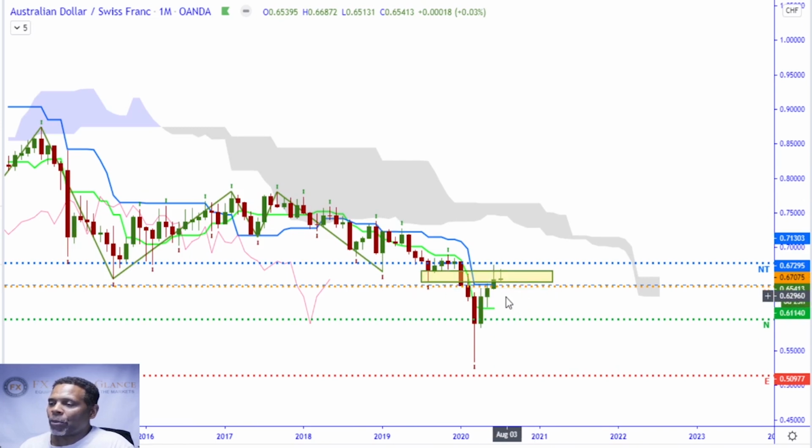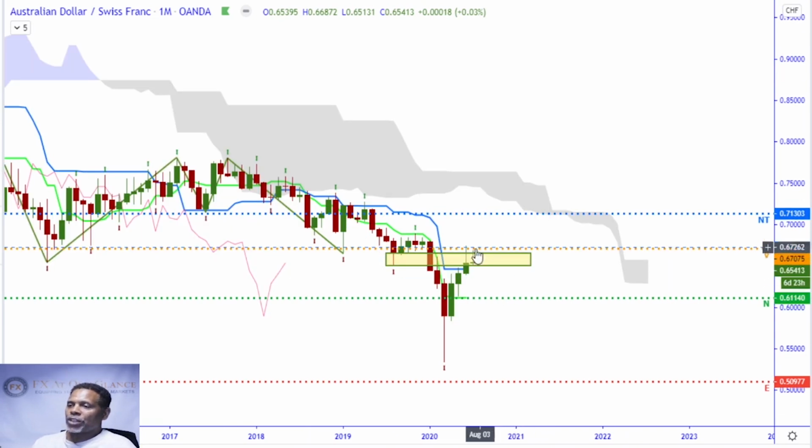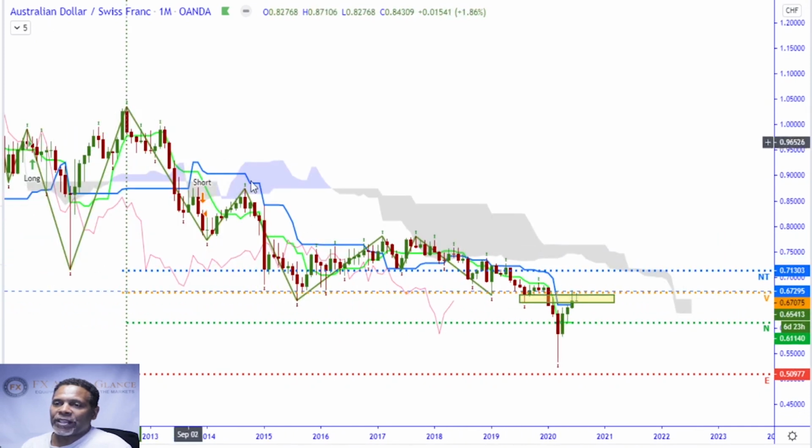Here's where I'm looking at the market right now. We're sitting right off of this V level. You can see we rejected it already. So rejecting this level, we're probably going to see the market drop to the downside. The trend is to the downside.